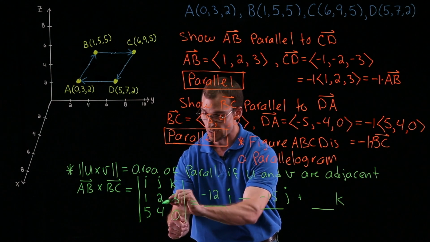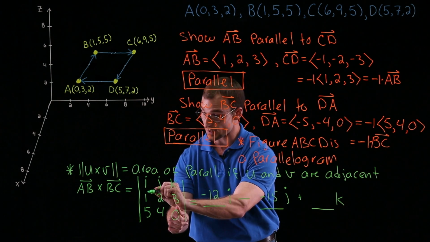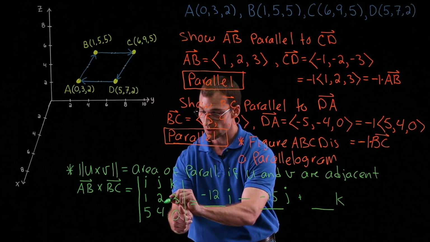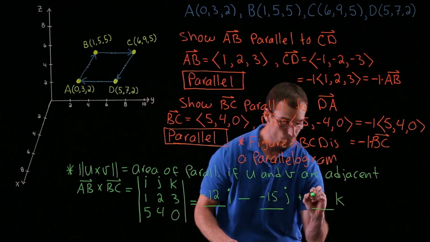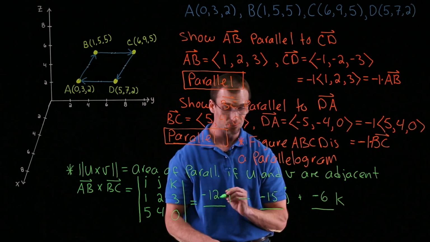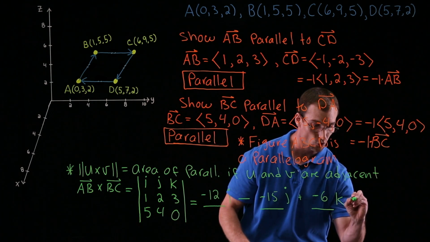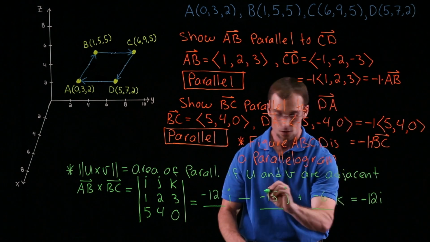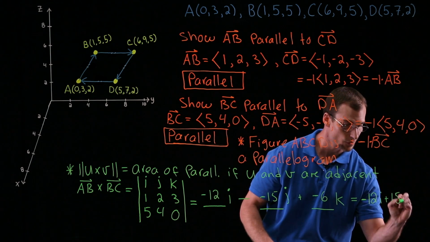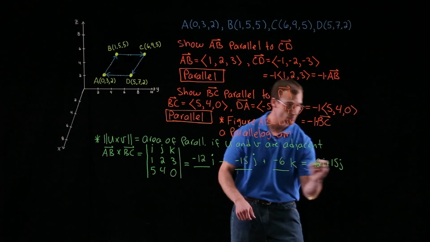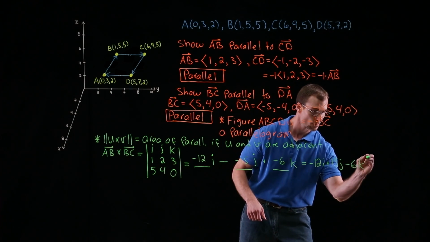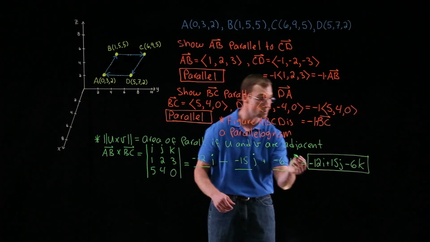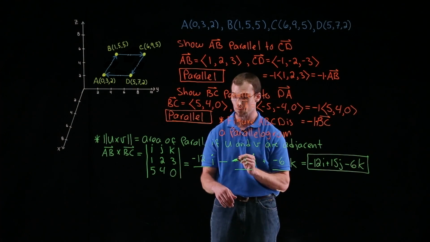And lastly, we're going to cover up our k column. So we have 1, 2, 5, and 4. Multiply down our diagonals. 1 times 4 is 4 minus 5 times 2. So 4 minus 10 gives us negative 6. So this cross product is going to be negative 12i, two negatives give us positive 15j, and minus 6k. Okay, so that's the cross product, and the last thing we have to do is find the magnitude of that, and that gives us our area.